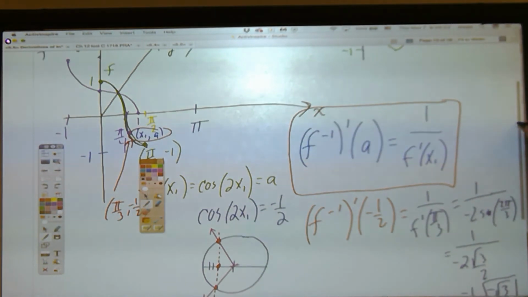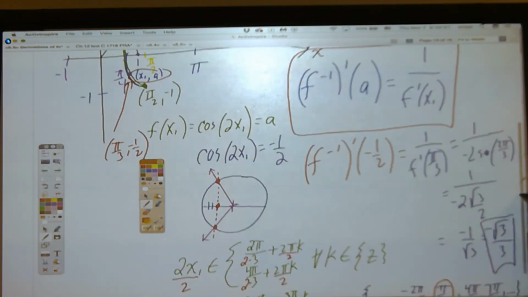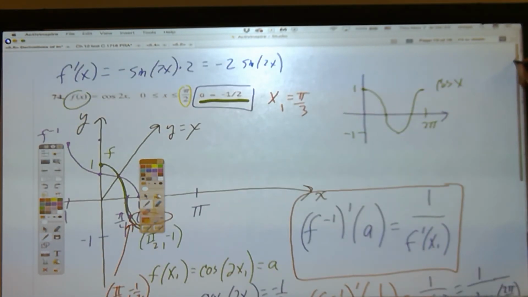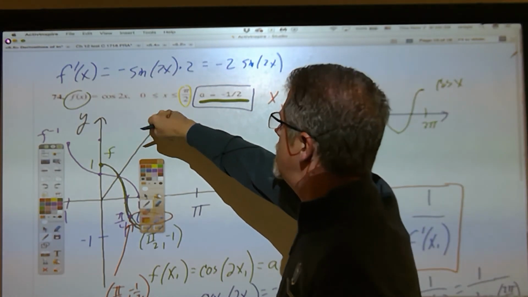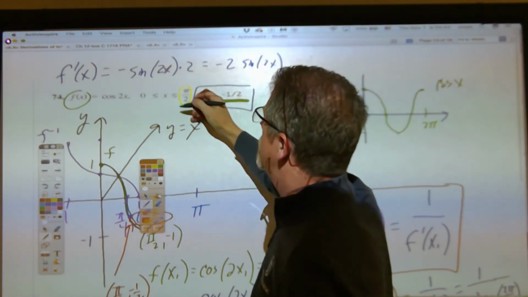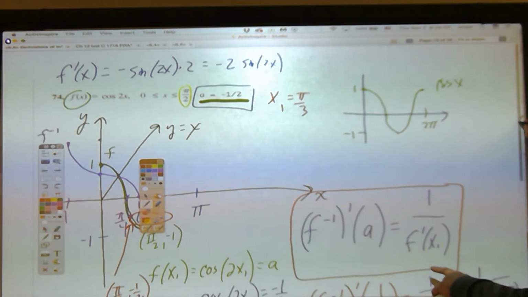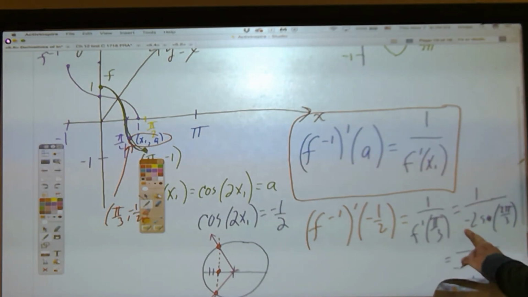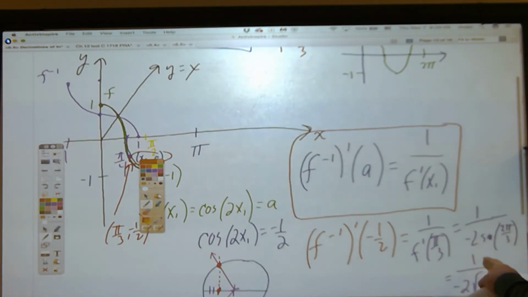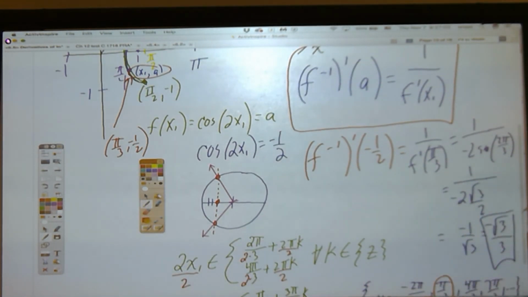And guess what the derivative of cosine 2x is? The derivative of cosine 2x is negative sine of 2x times 2. In fact, I think I actually showed my work on that somewhere. Oh yeah, here it is. f prime of x is negative sine of 2x times 2 times the derivative of the blob. So that would be negative 2 sine of 2x. So the formula negative 2 sine of 2x is the formula into which I place the pi over 3. Since the sine of 2 pi over 3 is radical 3 over 2, the 2's cancel, I get negative 1 over radical 3. The answer is negative radical 3 over 3.